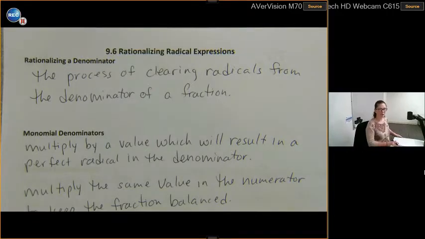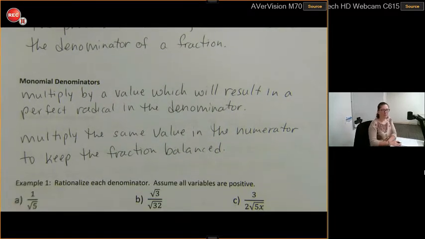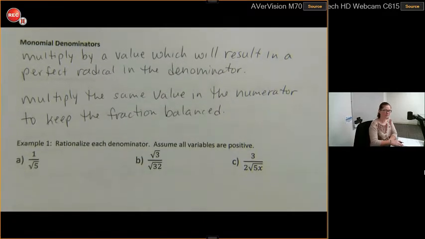9.6 is titled Rationalizing Radical Expressions. Rationalizing a denominator is the process of clearing radicals from the denominator of a fraction, because a fraction is not considered simplified if it has a radical in it. We're going to start off with monomial denominators, single term. What we're going to do is multiply by a value which will result in a perfect radical in the denominator, and then to keep the fraction balanced, we multiply by that same value in the numerator.